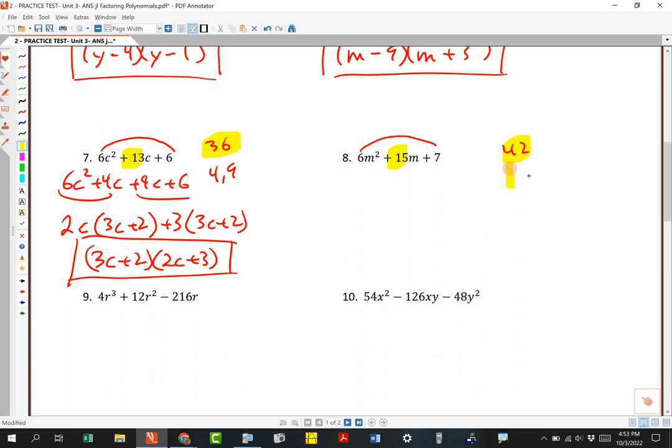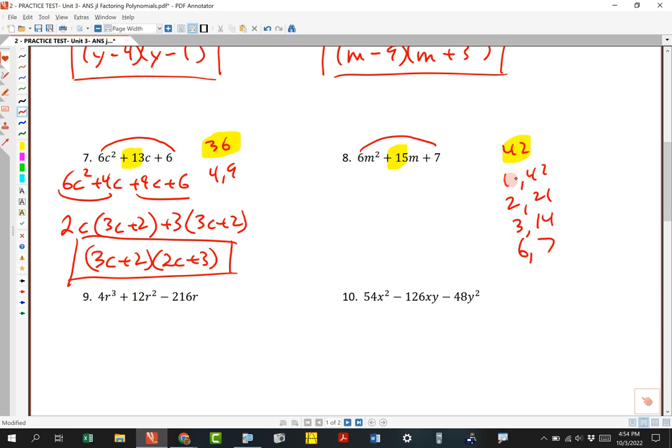Let's list out these numbers. 1 and 42. Okay, those would make a 42. 2 and 21. Let's see, 3 goes in there 14 times. Yeah, and let's see, 4 doesn't go in there, 5 doesn't go in there, 6 doesn't go in there. Oh, wait a minute, 6 does. 6 goes in there 7 times.